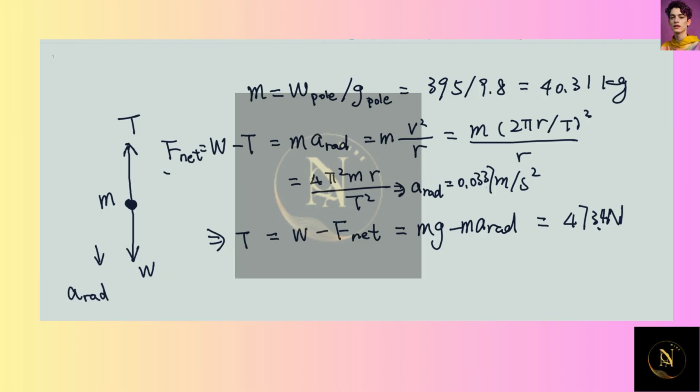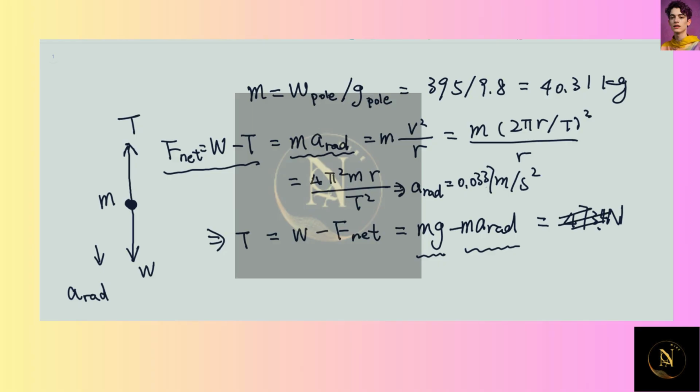Now we use this equation. So the tension is just simply the weight minus the net force, right? So the weight is mg. The net force is m times a_r. And we'll plug in the numbers, right? We know the mass here. We know the gravitational acceleration. We know the radial acceleration. We can get the final answer.